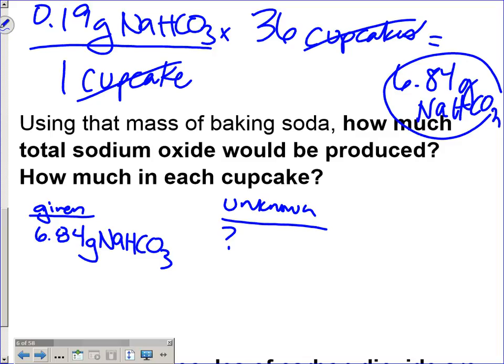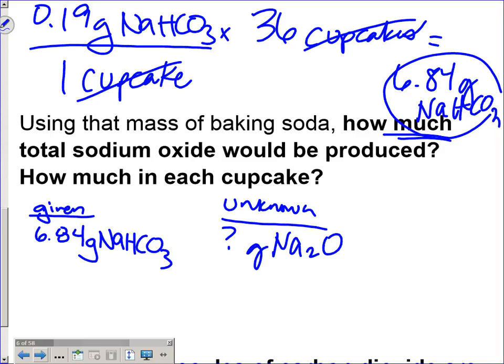Before you tell me, actually, can you tell me what my unknown is? Your unknown is sodium oxide. But when you say sodium oxide, are you talking about liters, grams, moles, particles? What are you talking about? Grams. This is how much. That's probably referring to grams, right? How much is grams, so that's grams of sodium oxide. Okay, so your given is the 6.84 that we just got. We're going to sodium oxide. What do you want to do?